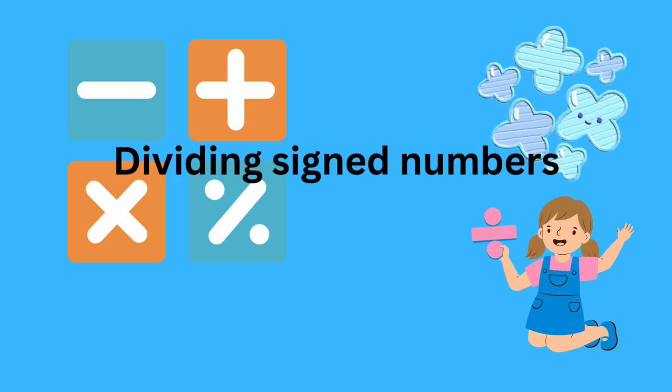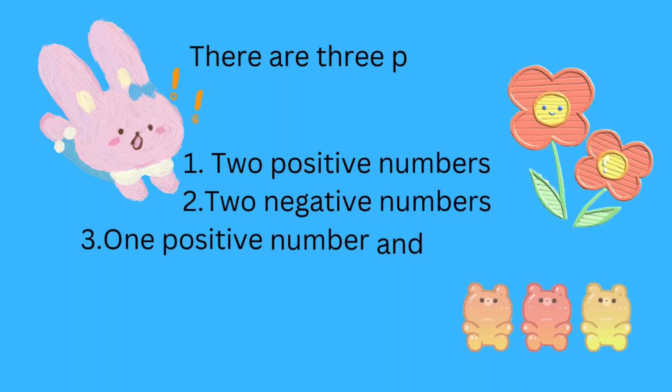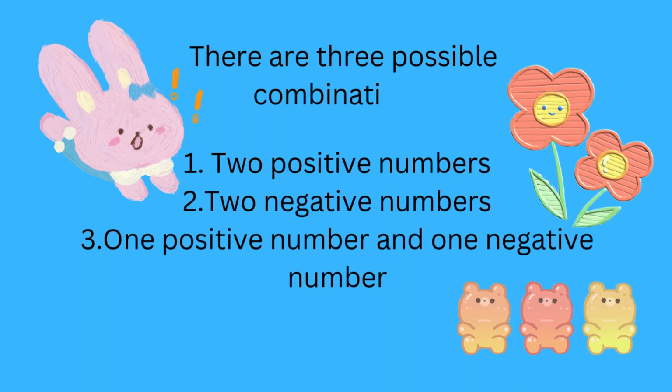First of all, what are signed numbers? Signed numbers are positive and negative numbers. When we divide signed numbers, there are three possible combinations. We could be dividing first two positive numbers, second two negative numbers, and third one positive number and one negative number. For each of these combinations, let's talk about what happens when we divide.